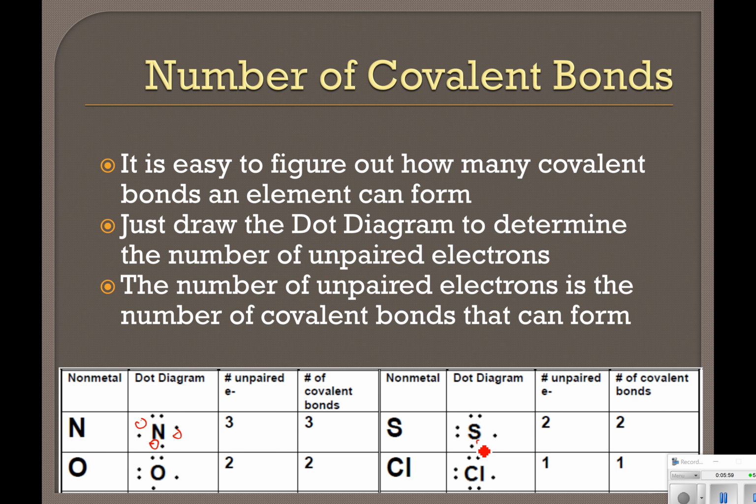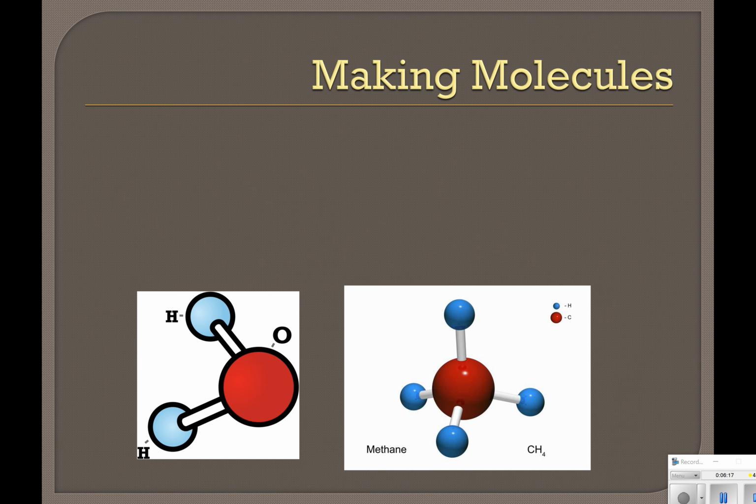Sulfur has 2 unpaired valence electrons, so it can make 2 bonds. Remember, we want to have a full octet of 8. Chlorine is missing 1 here at 3 o'clock, therefore it can make 1 covalent bond. This can also be indicated if we look at the group number. That's another way we can figure out how many bonds a particular atom is going to make.